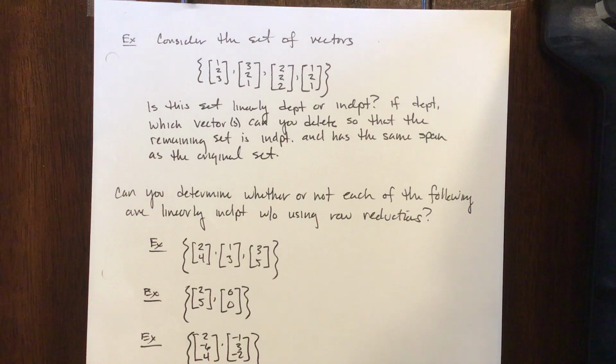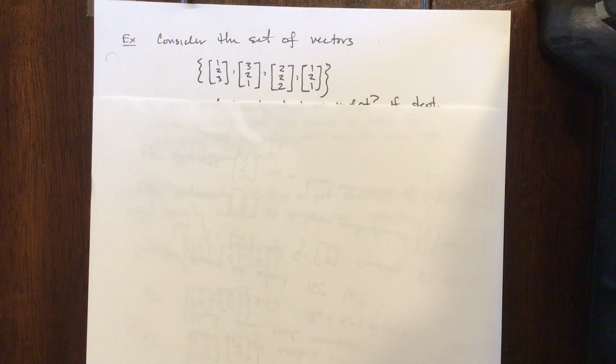Consider the set of vectors (1, 2, 3), (3, 2, 1), (2, 2, 2), (1, 2, 1). Is this set linearly dependent or independent? If dependent, which vectors can you delete so that the remaining set has the same span as the original set? All right, here we go. So we create our matrix.